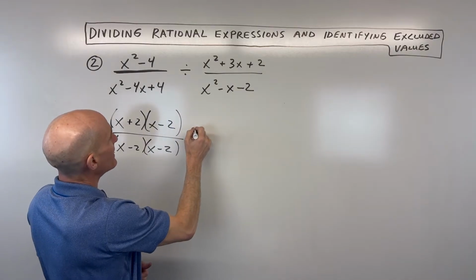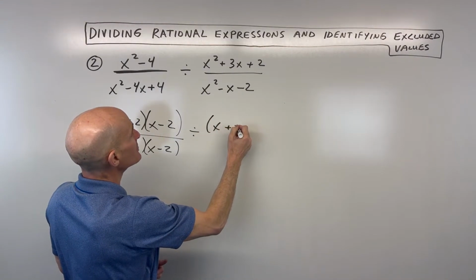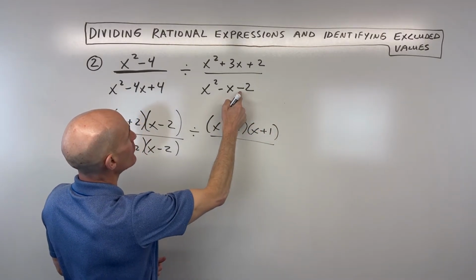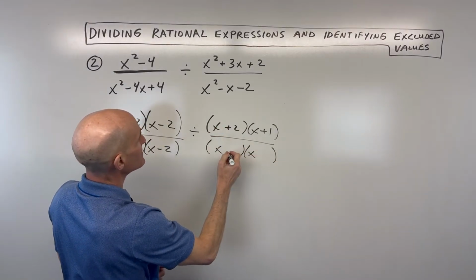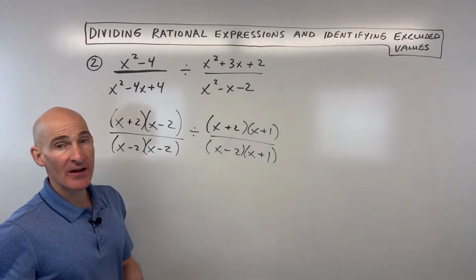And then here we're dividing by this fraction. Let's see, what multiplies to 2 but adds to 3? That's going to be 2 and 1. And then the denominator, what multiplies to negative 2 but adds to negative 1? That's going to be negative 2 and positive 1. Okay, so now let's identify the excluded values.